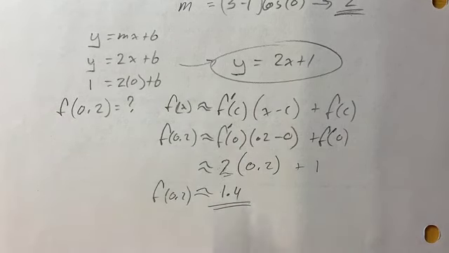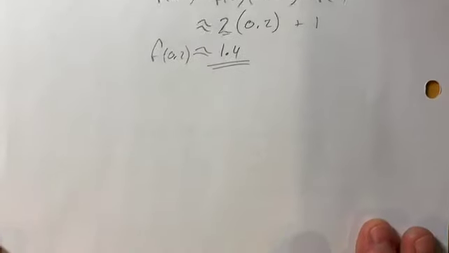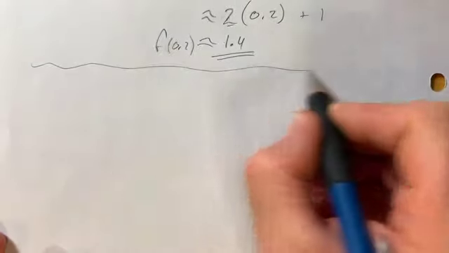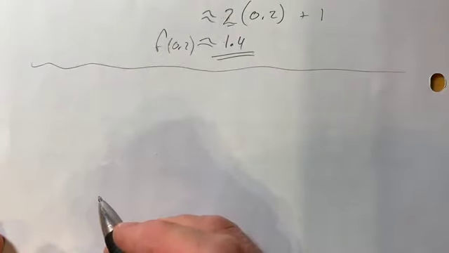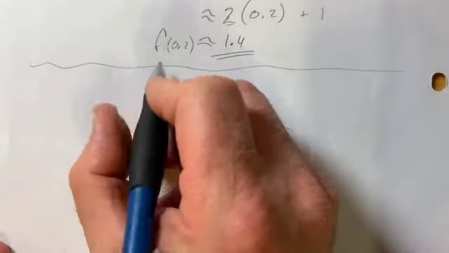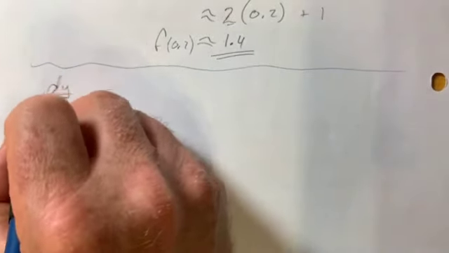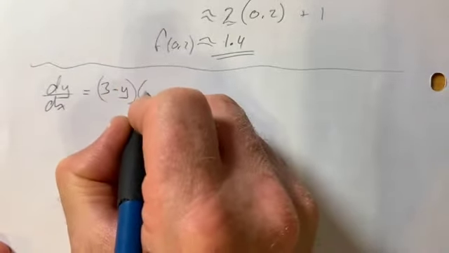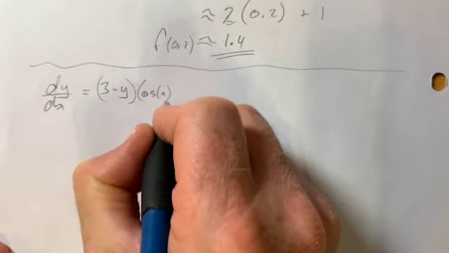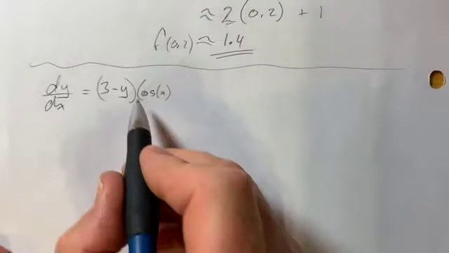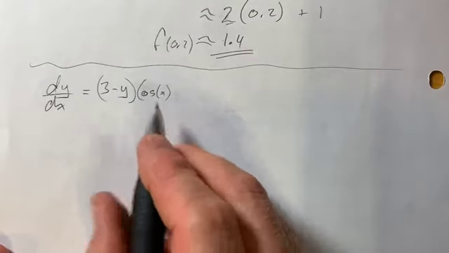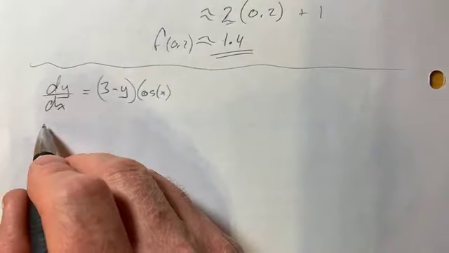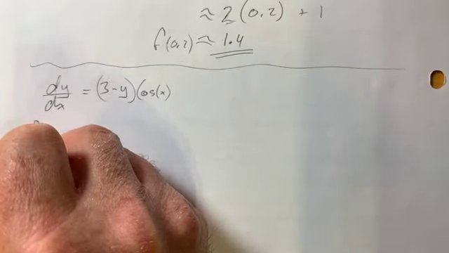Okay, so now the next part, we're actually going to solve the differential equation. This is where you lose marks. This one's worth 5 marks, I believe. Okay, so dy by dx is (3 minus y) cos x. Separate. y is over here, x is over there. So the 3 minus y goes on to the bottom.